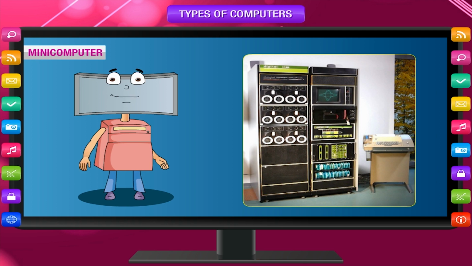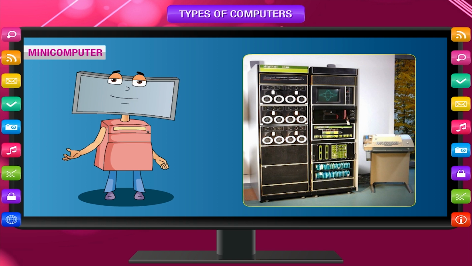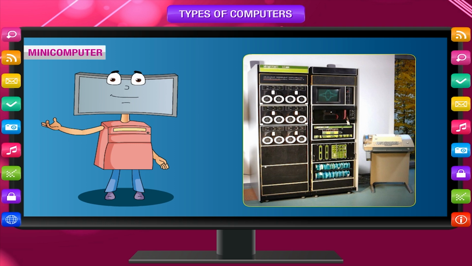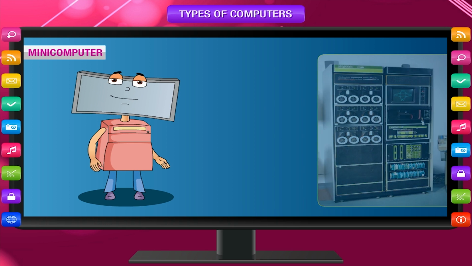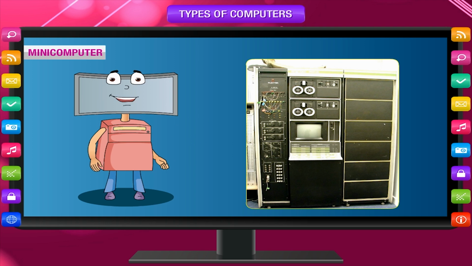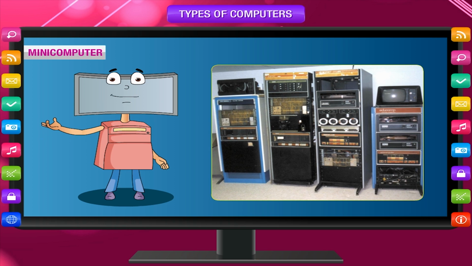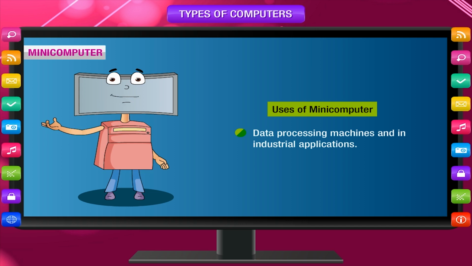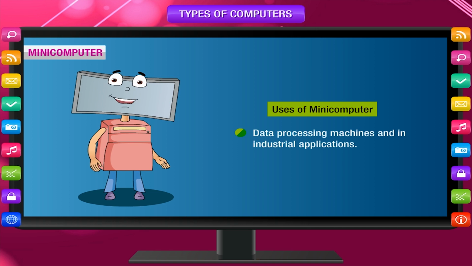Minicomputer. These were mid-size, multi-user computers, more powerful than the microcomputers of that time. They were capable of supporting hundreds of users simultaneously. Minicomputers had faster operating speed and larger storage capacity than early microcomputers. They could support a large number of high-speed input or output devices. These are now obsolete. Uses of minicomputer. These are widely used as data processing machines and in industrial applications.